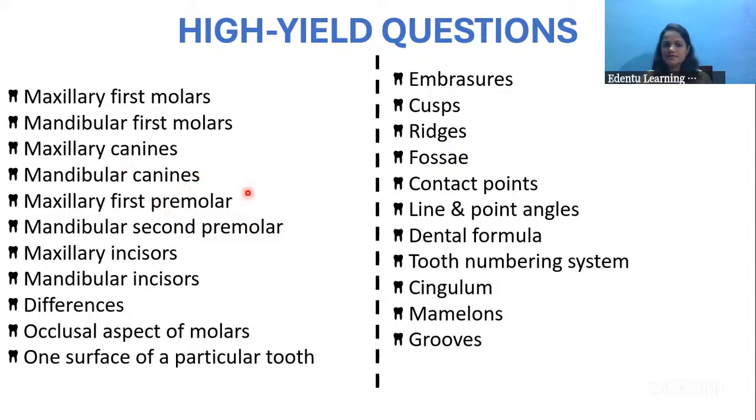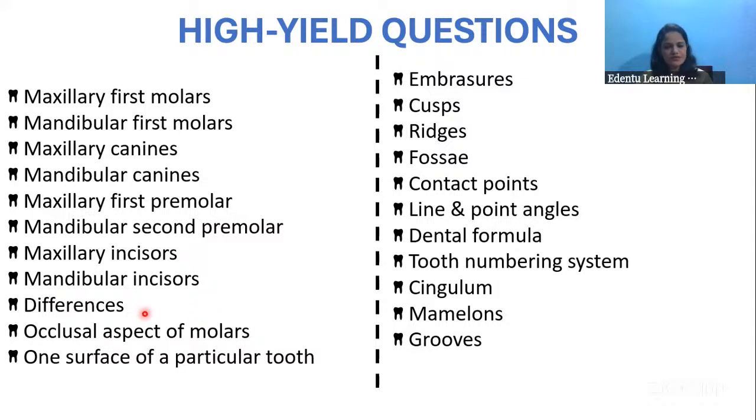Then next to canines are the premolars, especially the maxillary first premolar and the mandibular second premolar. Sometimes it can be asked as an essay question, or sometimes they can ask you a short note question, like describe the occlusal aspect of the molar. That aspect alone can be asked as a short essay. And maxillary and mandibular incisors, very rarely we see incisors, but incisors have also been asked in previous year question papers.